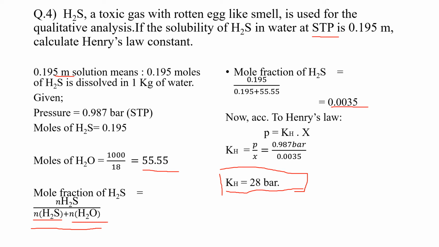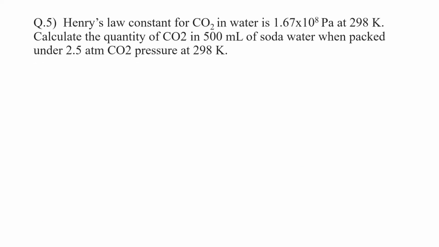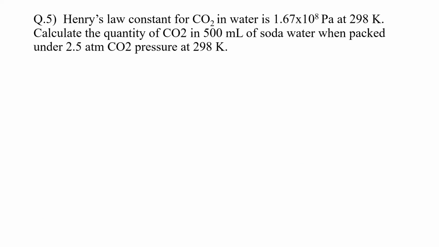Now come to the next question. Here is question 5. Henry's law constant for CO2 in water is 1.67 × 10^8 Pascal. It means the value of KH is given here at 298 Kelvin. Calculate the quantity of carbon dioxide in 500 ml of soda water when packed under 2.5 atmosphere carbon dioxide pressure at 298 Kelvin. It means pressure is also given in the question. Now let's see the solution.